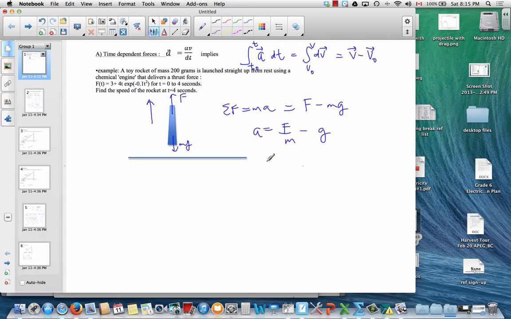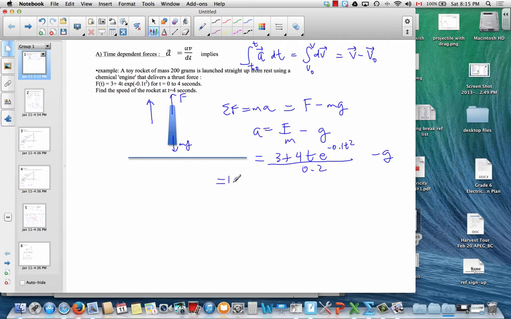Here's an expression for the force. And the mass is 200 grams, so that's 0.2. So it's (3 + 4t e^(-0.1t²)), all of that divided by 0.2, all of that minus g. Now dividing by 0.2 is like multiplying by 5. So that's 15 + 20t e^(-0.1t²), minus g. So that's our acceleration as a function of time. So we're going to take that and substitute it into here and then integrate it, because it builds character.